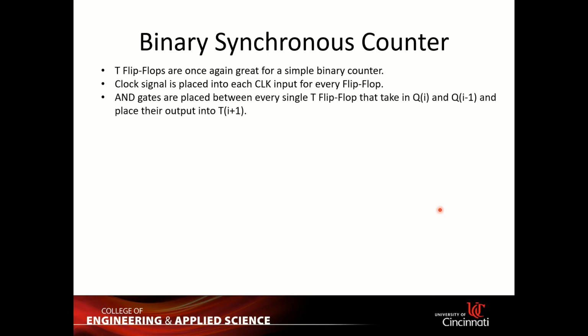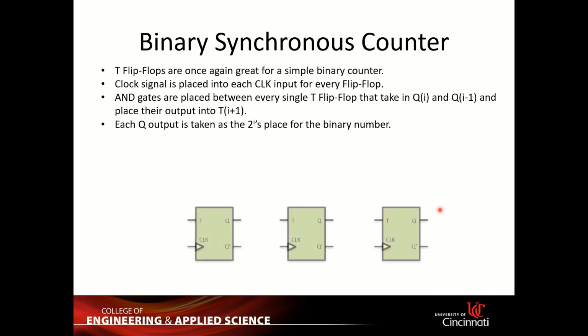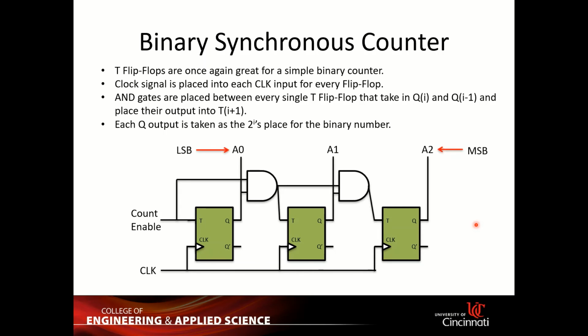an AND gate placed between every single T flip-flop that takes in Qi and Qi minus 1 and places their output into Ti plus 1. Each Q output is taken as the 2 to the i's place for the binary number. So just have the T flip-flop in here, and you can make a counting circuit. But if you want to understand the design process of this, go back to the first example and go through all of the state transitions.